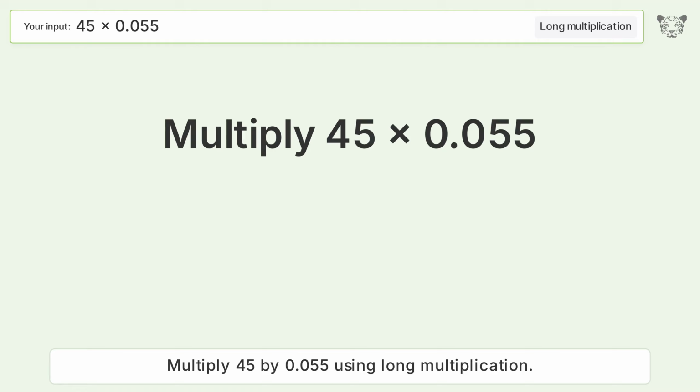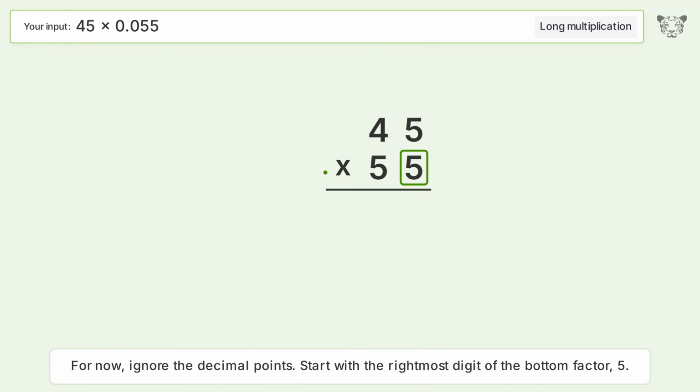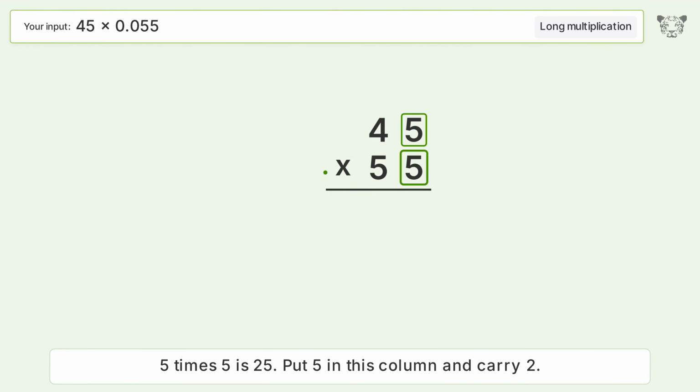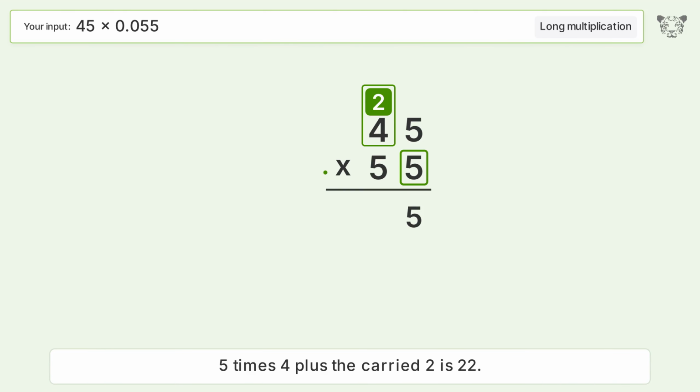Multiply 45 by 0.055 using long multiplication. For now, ignore the decimal points. Start with the rightmost digit of the bottom factor, 5. 5 times 5 is 25. Put 5 in this column and carry 2. 5 times 4 plus the carried 2 is 22. The first partial product is 225.